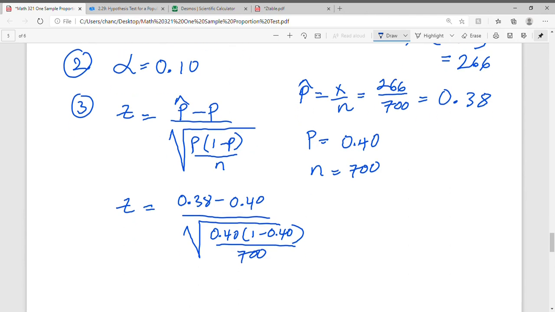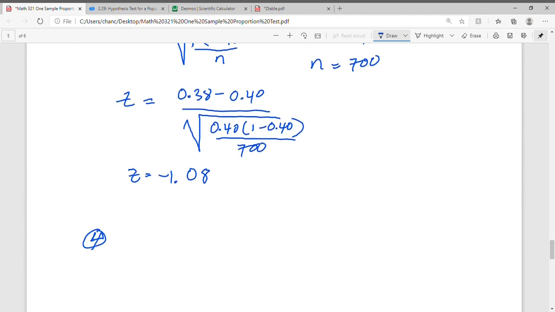Let's figure out what our test statistic is. Please try on your own to calculate Z. And my test statistic is equal to negative 1.08. In step 4, let's find our p-value. Now I need to figure out, is it a one-tailed test or a two-tailed test? For that, we'll look at the alternative hypothesis.